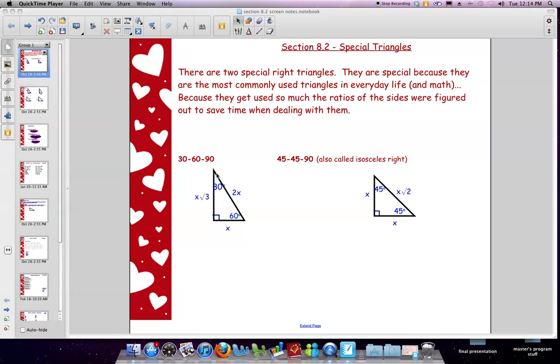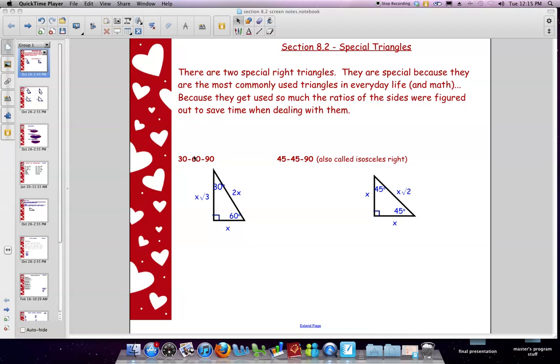A lot of times we use 30, 60, 90 triangles. Well, it is half of a rectangle, so that is one common use for it. There are other uses. Because they get used so much, the ratios of the sides have actually been figured out for us. So this is one of those lessons where if I give you one side of the triangle, you can find the other two sides based on what kind of angle measures they have.